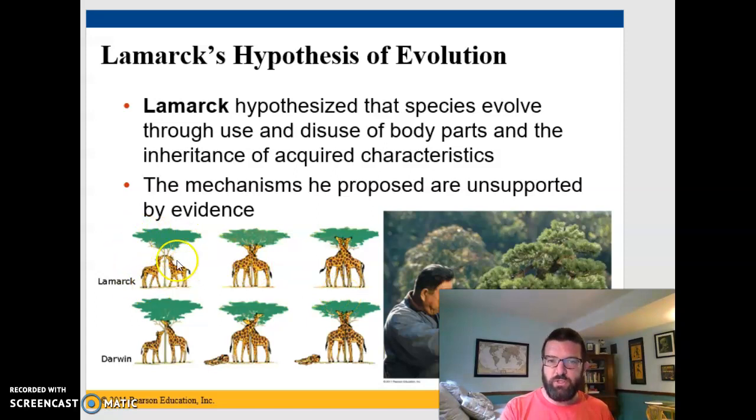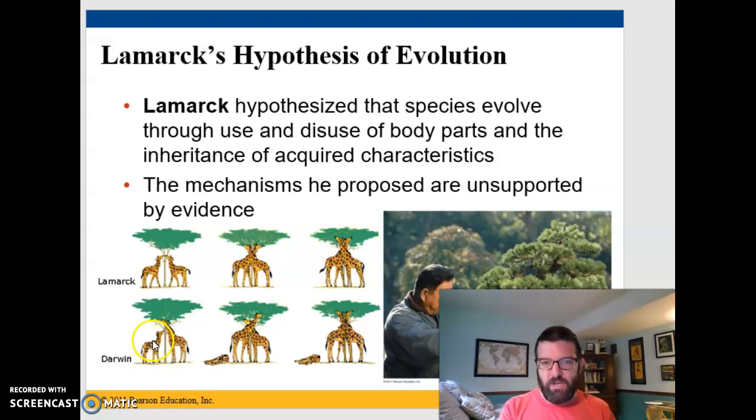But Lamarck would say that these shorter-necked ancestors just would reach up and reach up to get those leaves, and because they did so much reaching, their offspring had longer necks. And their offspring would reach and reach for those leaves, and because they reached so much, their offspring would have longer necks.